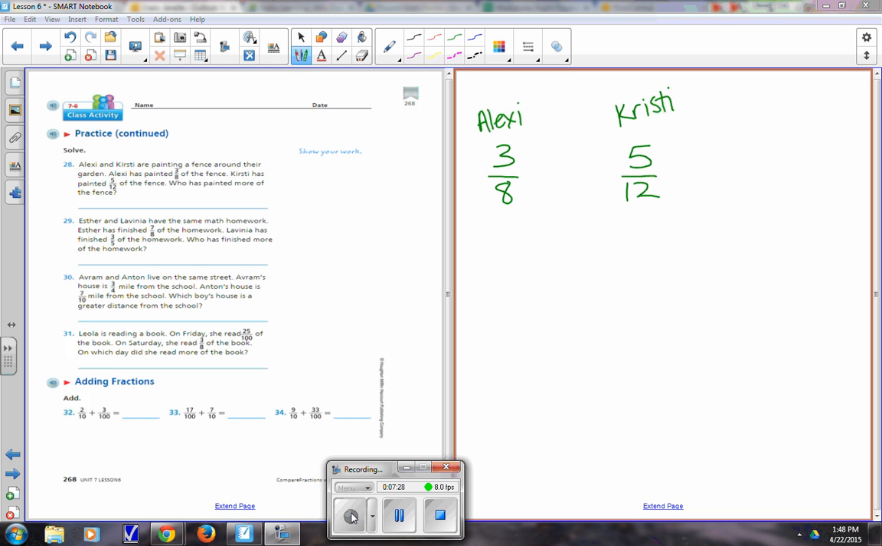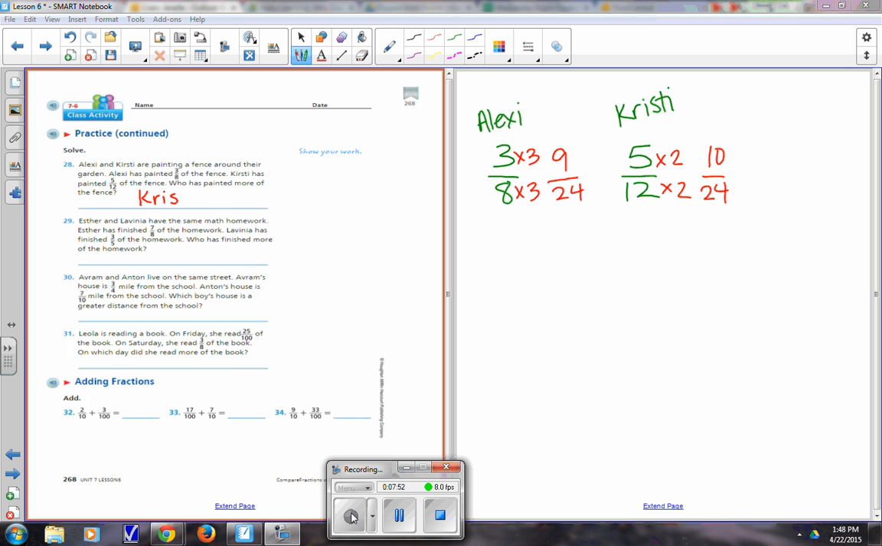Well, again, we have 8 and 12, and I seem to remember that 24 is a number that these two have in common. So I'm going to go to 24. 24ths, 10/24. So the question is, who painted more of the fence? Christy. That girl was a painting machine. Let's look at number 29.